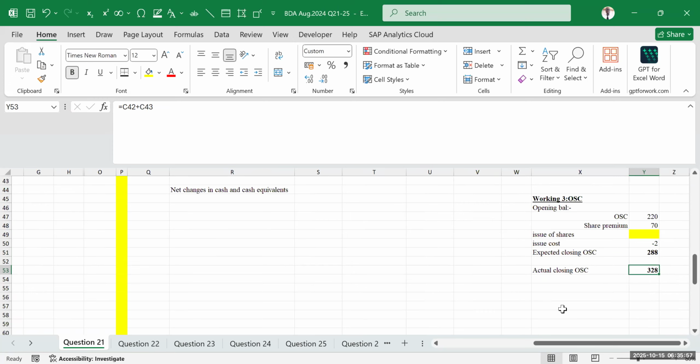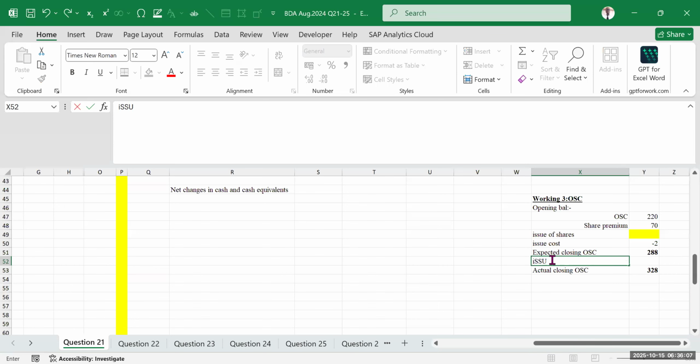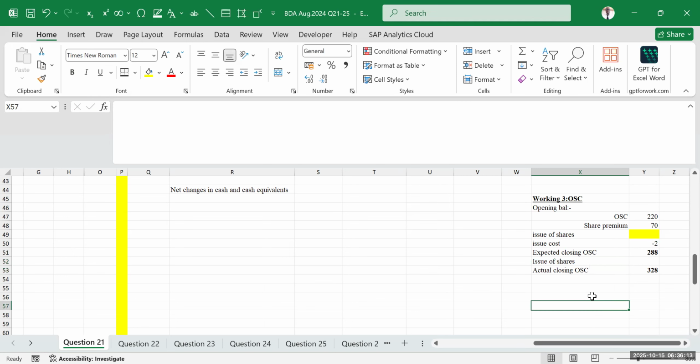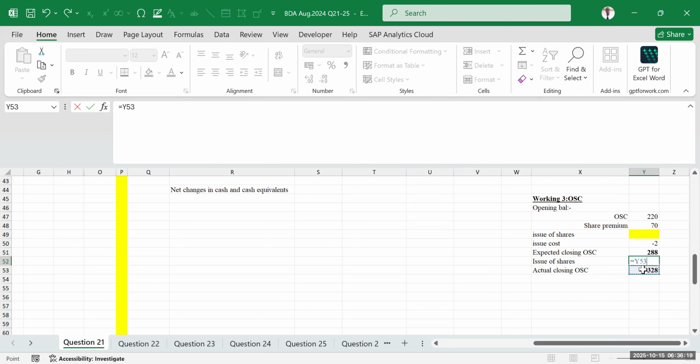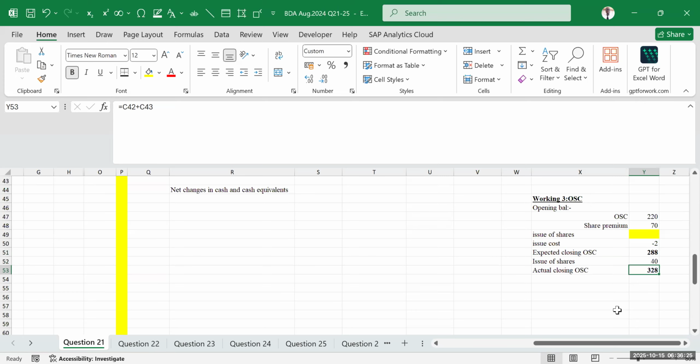What must have happened? The amount that is actually closing is higher than what we expected. So meaning there must have been issue of shares that brought in more money. That's why the share capital account shifted from 288 to 328. So the difference in which the share capital account has shifted now represents the amount that we must have received from that issue.